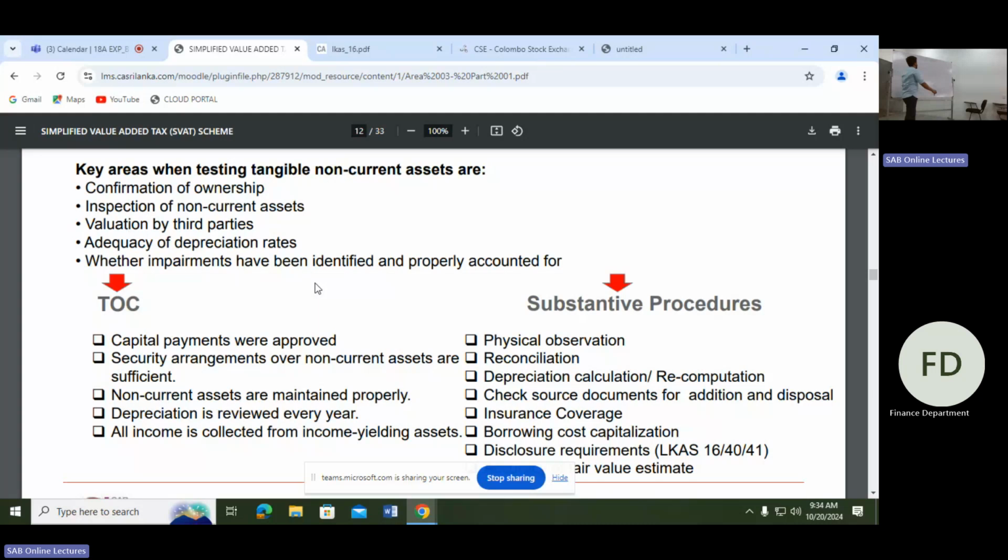Then what we have to do? Walkthrough test reliant, control approach. So then we are on the reliant control approach. We do TOC. Then TOC test results again telling rely or not.